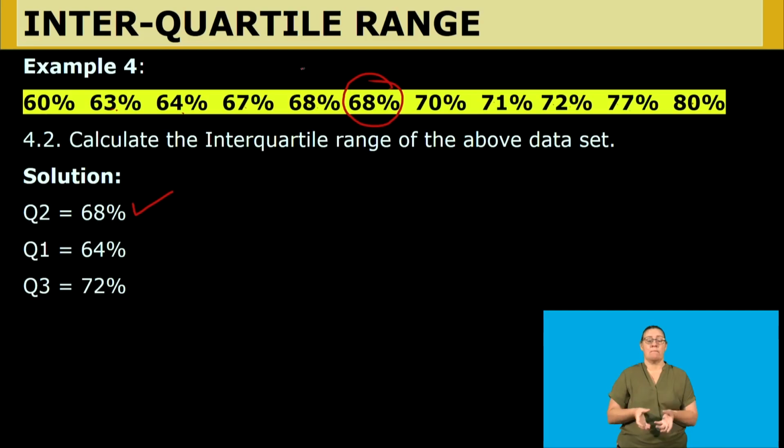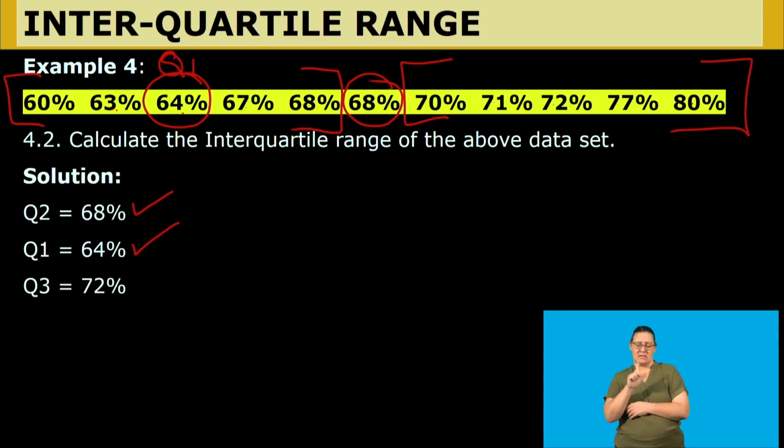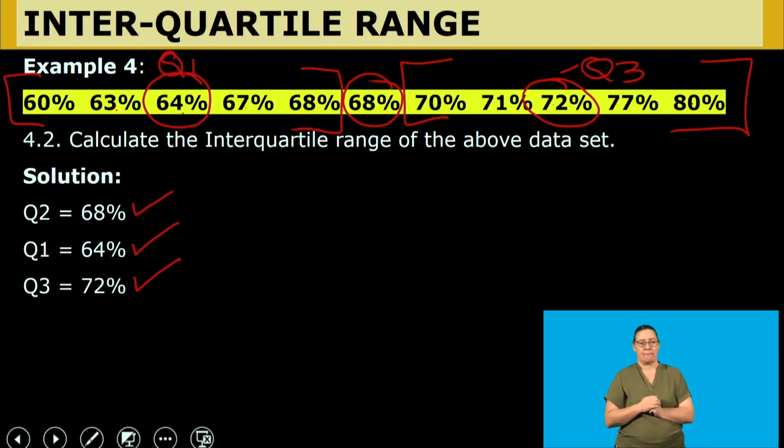So to find Q1, you'll focus on this data set here. What is the middle value? This is the middle value. This makes this our Q1. That is why you see then the 64. To find our Q3, we'll look at this data set here. What is the middle value? This is the middle value. Therefore, this is your Q3. That is why you see here Q3 is 72.